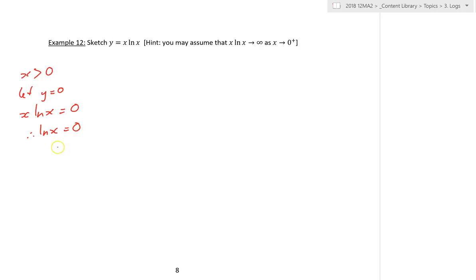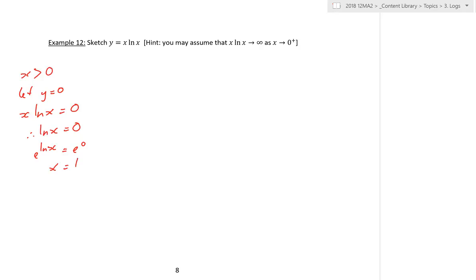Well, if the log of x is equal to 0, then we take the exponential of both sides, and then e to the log of x. Let's write that for a change. e to the log of x equals e to the 0. So that means that x equals 1. So I know that I have an intercept there at x equals 1.